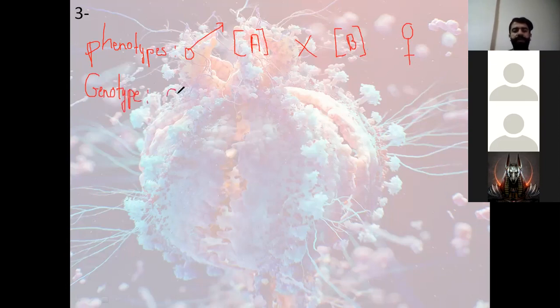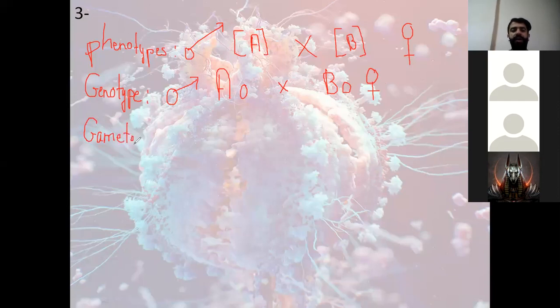Genotype for the male, it has A and O. And for the female, it has B and O. How did we get BO or AO? According to the pedigree. Then we move to the gametes, with the symbol gamma. So these gametes we have in the male and the female. In the male, we have A and we have O.